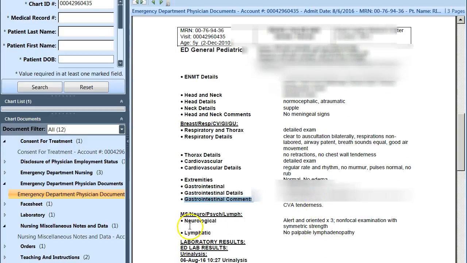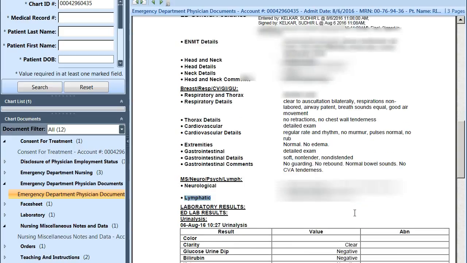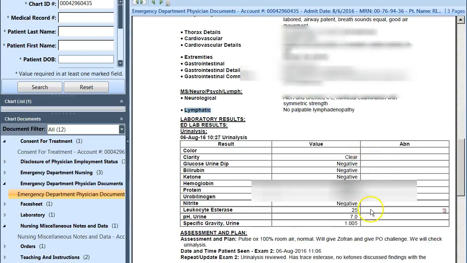And then we're going to go into neurological. Neurological means how alert are they? Usually alert times 3 means that if they can see, if they can speak, and if they can hear. That's what alert times 3 means. Non-focal examination with symmetry, strength, and the lymphatic system, which are the glands, the neck, and the armpits. No lymphadenopathy, which means that there's no swelling.